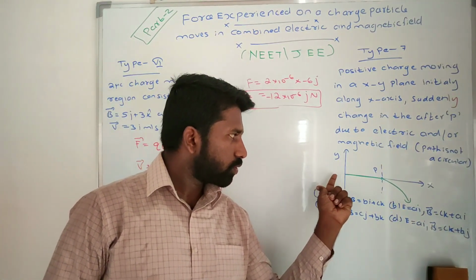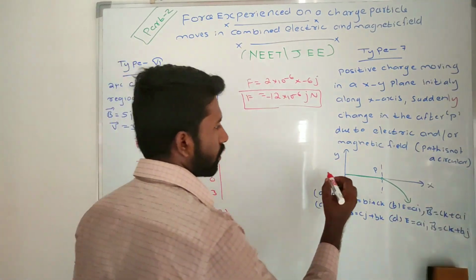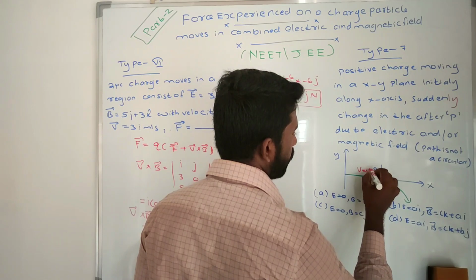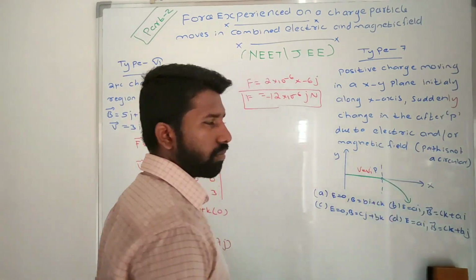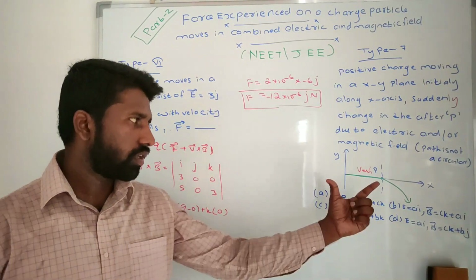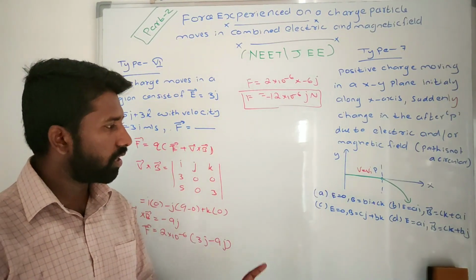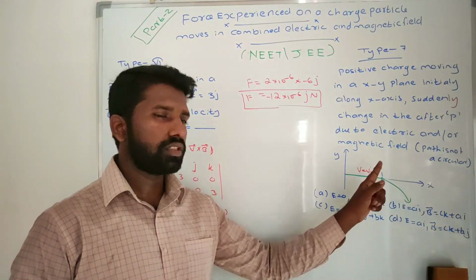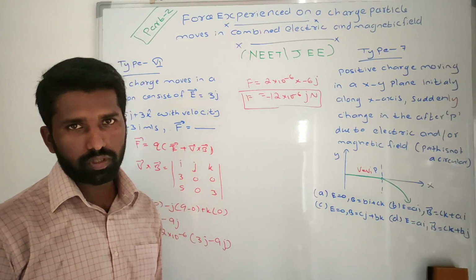Initially the charged particle is moving in which axis? It is moving in the x-axis, so I am taking the velocity v is equal to v i. Then they are asking: if the electric and magnetic fields are applied together, or only an electric or magnetic field, how is the path changed? Which option will be suitable for this?